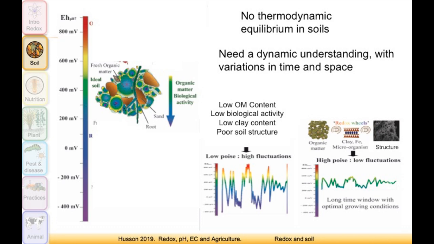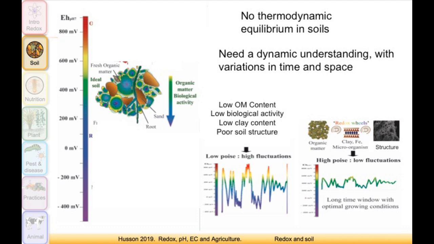So of course some parts will still be more reduced, but globally the soil will be more oxidized. So we really need to understand this dynamically, with oscillation in time and space. I have no time to show you some interesting reactions, but it's always fluctuating and extremely variable in space, especially at the aggregate level.